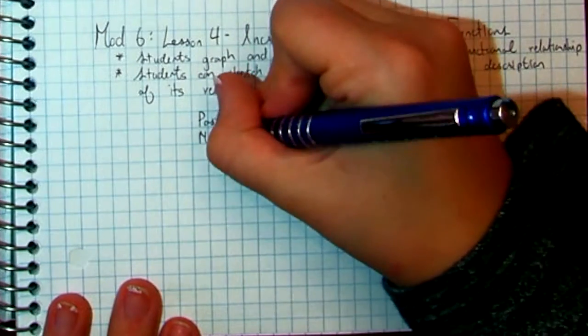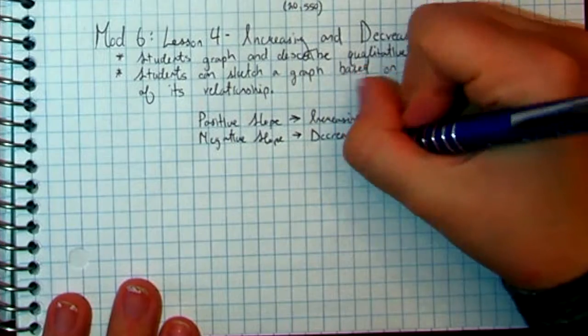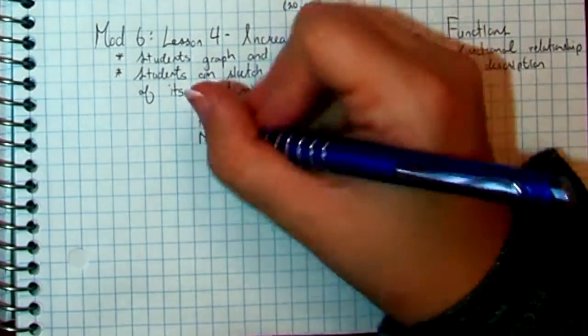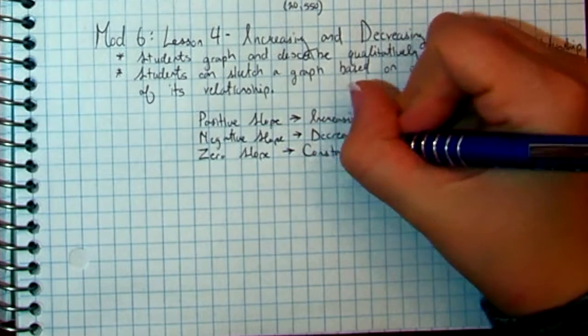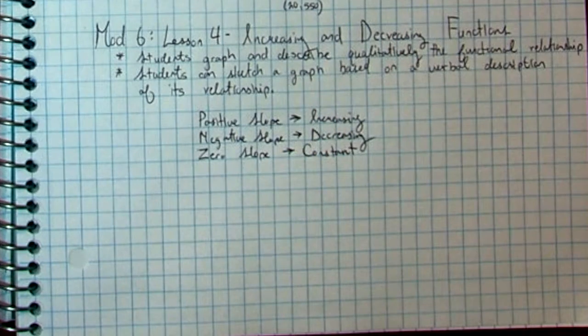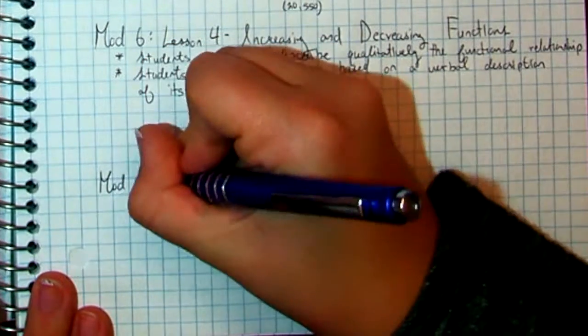Positive slope is an increasing function. Negative slope is a decreasing function. And zero slope is a constant function. So if a function is ever described using any of those terms, you should know which direction that slope goes in.